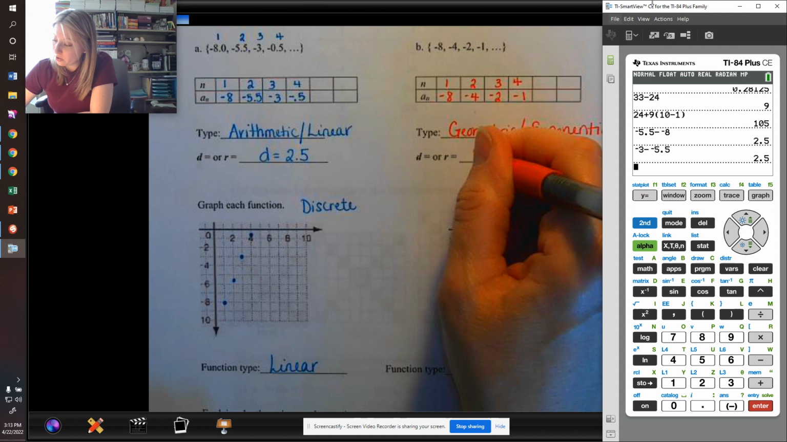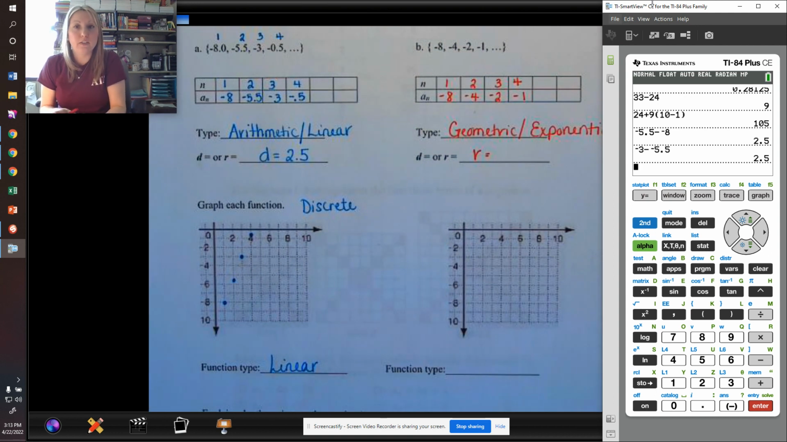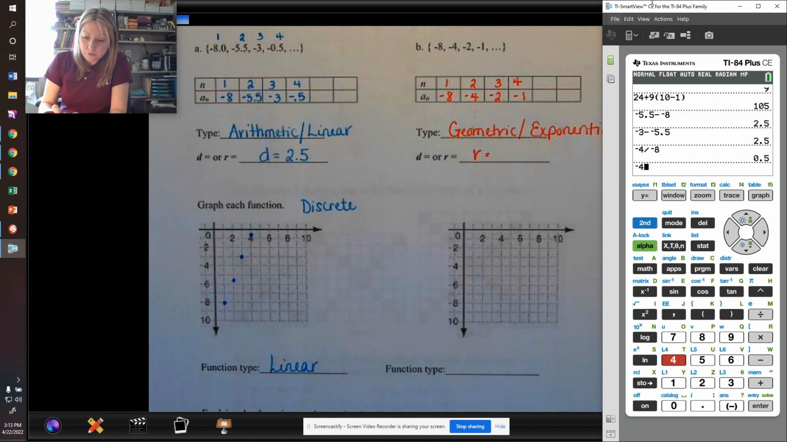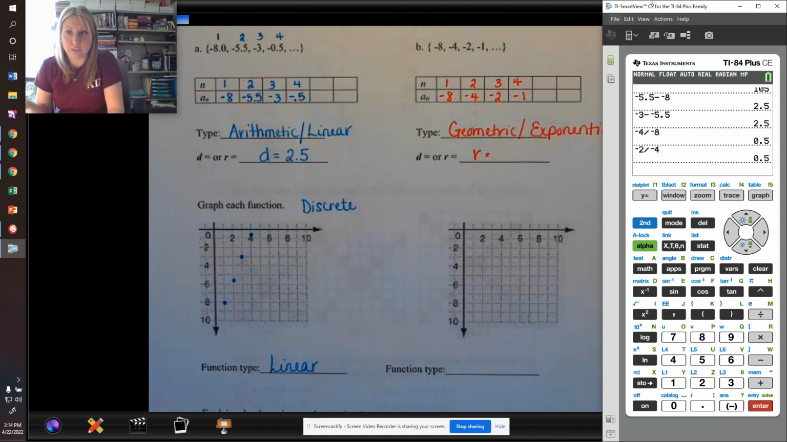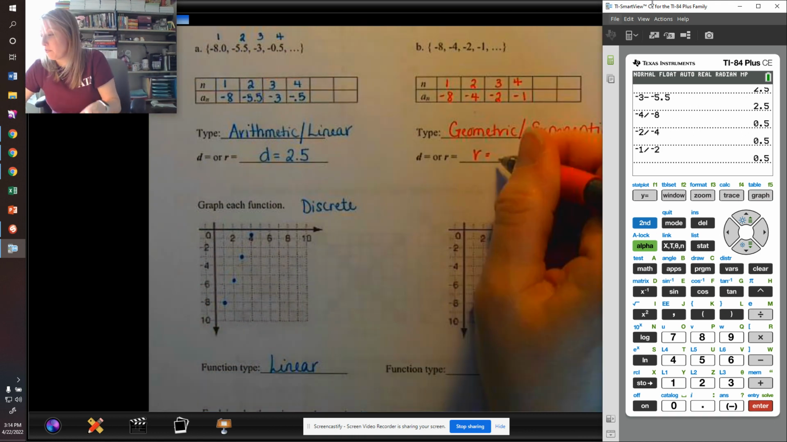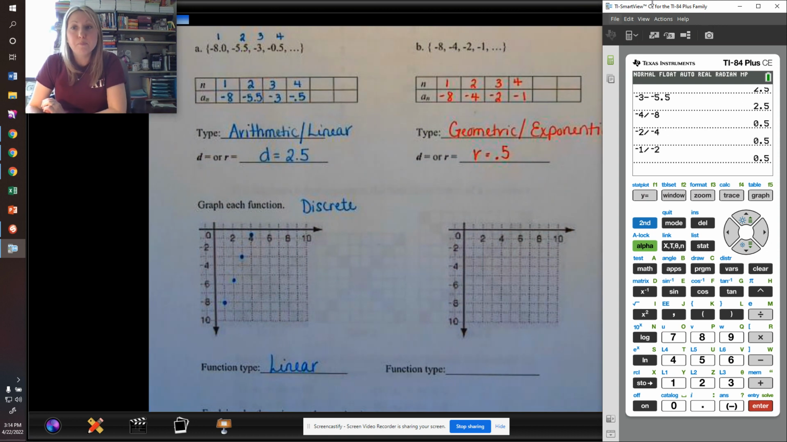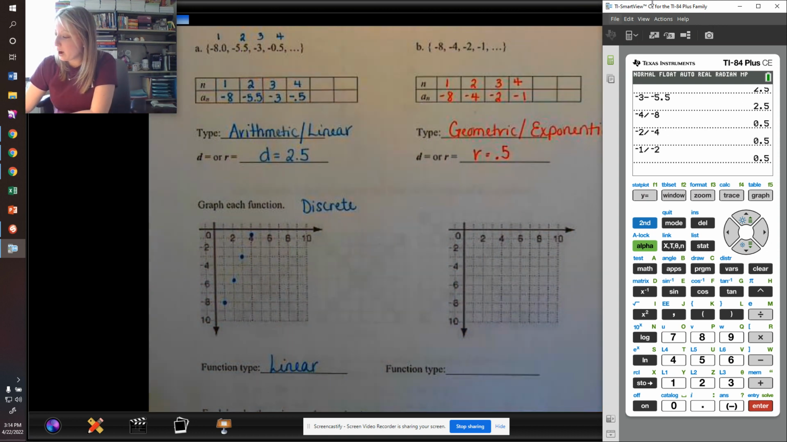And this time there's an r value, and let's figure out what that is. So we take -4 and divide it by -8 to get 0.5. And -2 divided by -4 is the order we need to go in. The third term divided by the second term. And -1 divided by -2 gives us the 0.5 that we've been continuing to get, or 1/2 if you prefer the fraction. Now let's graph that.